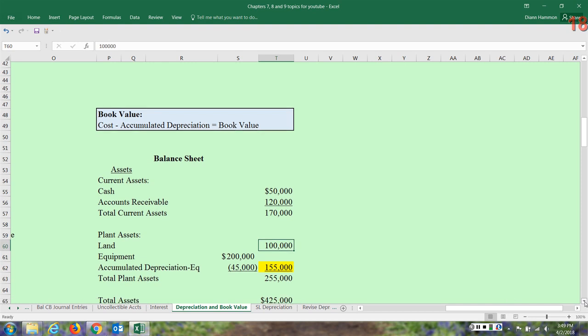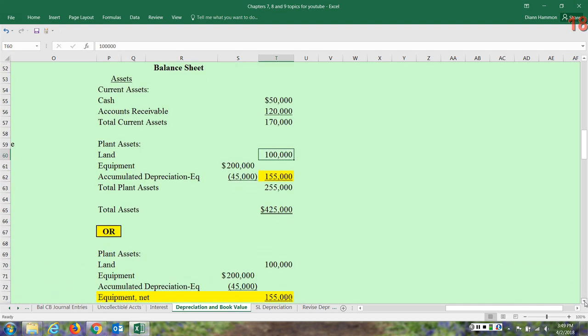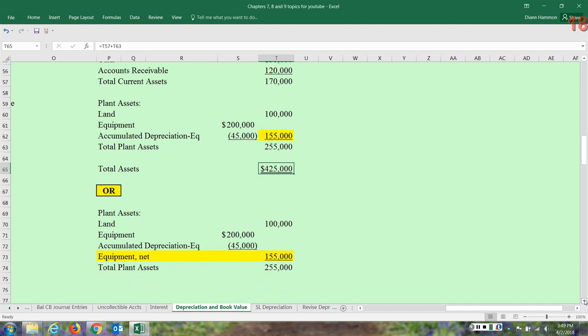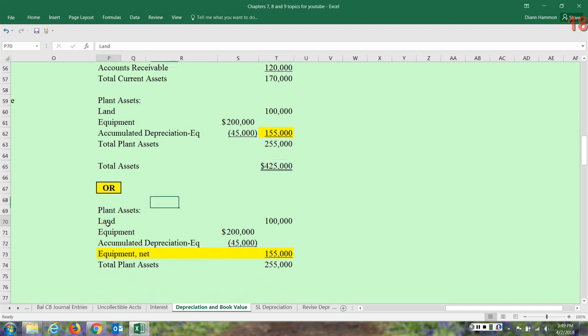This would show up again on your balance sheet, and adding to your current assets is where the $425 comes from. A different way it can be displayed is this. Land is the same, equipment, and then accumulated depreciation is subtracted. And we have this other line now underneath that just says equipment net. So you could see it represented either way. When you do see an asset and the word net afterwards, that's typically going to mean that the accumulated depreciation has already been subtracted.